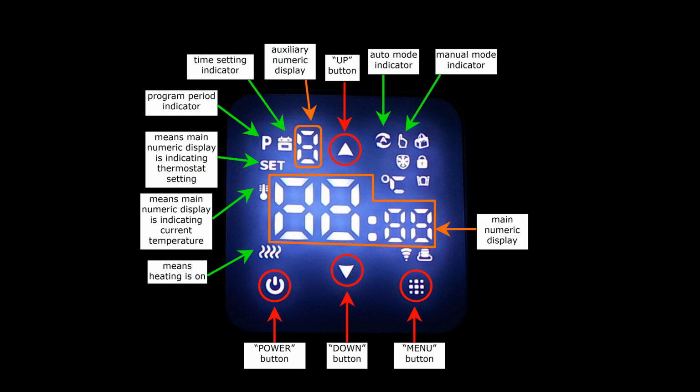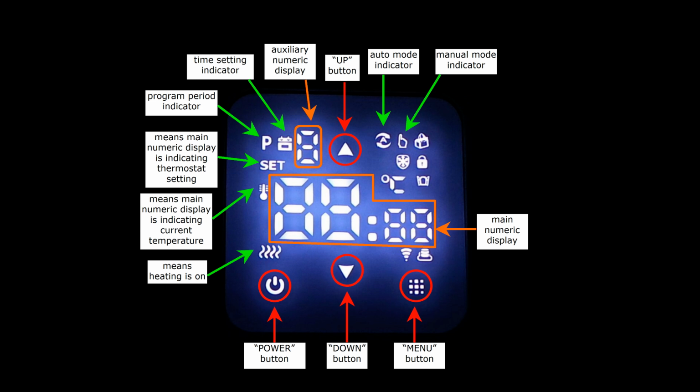This icon here looks a little bit like a calendar. That's the time setting indicator. That illuminates whenever you're currently setting the device to set the clock, to set the current time of day.